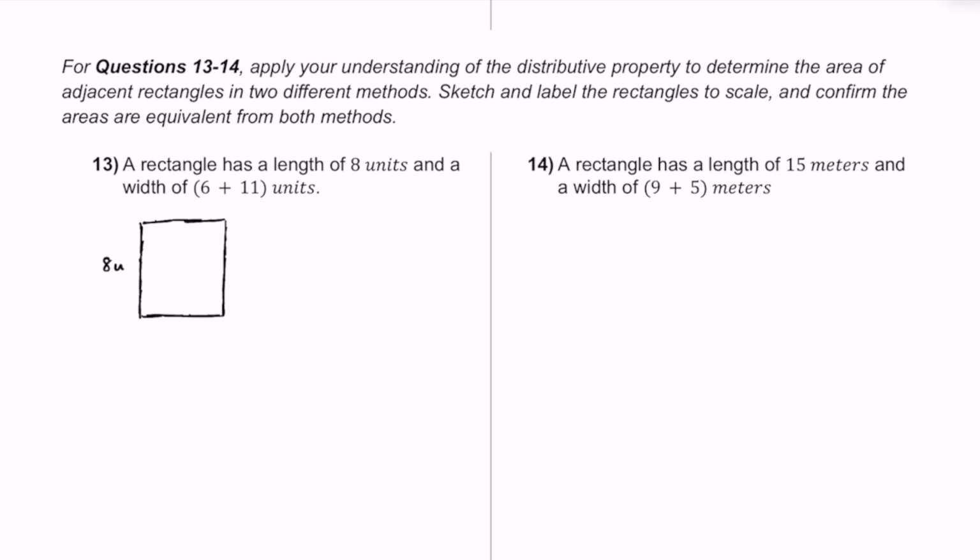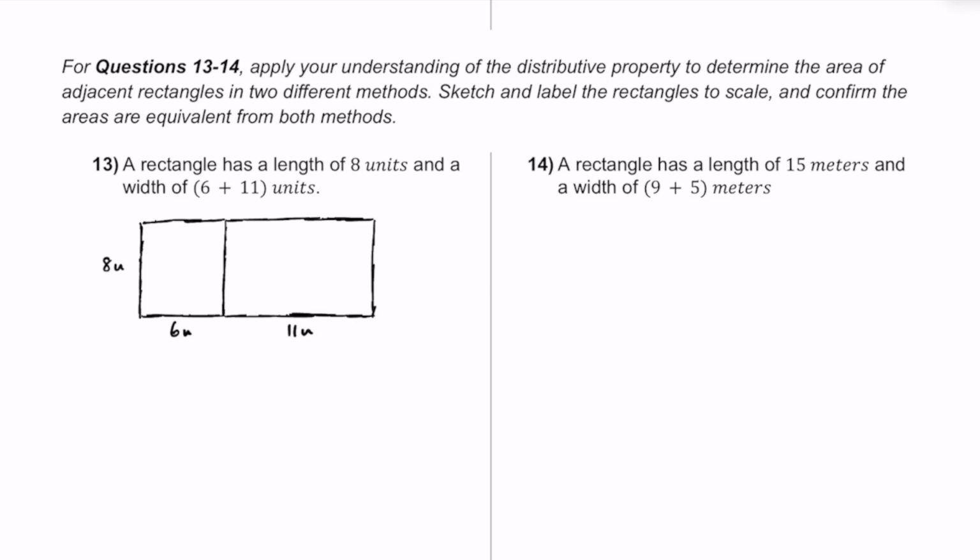Again, adjacent means they're next to each other, so this is going to be 6U. But then it also has 11 more, so I'm going to go further. And this should be fairly significantly longer than the 6, right? A little bit less than double maybe, but as long as it's noticeably longer and it doesn't look too crazily long, that's fine too. So something like this, I think would be fine. So you can see how we have 6 units plus this 11 units for the width here, and then we have a length of 8 units.